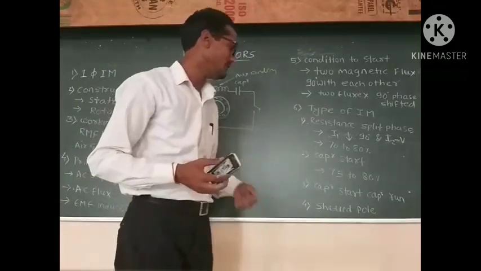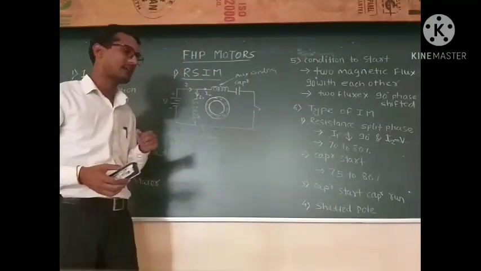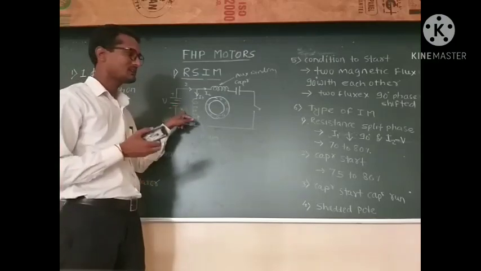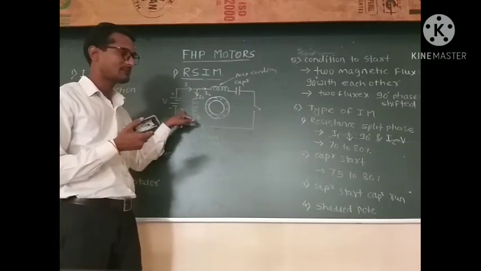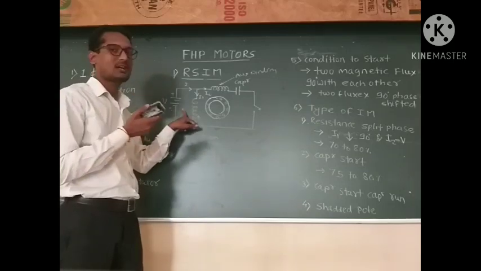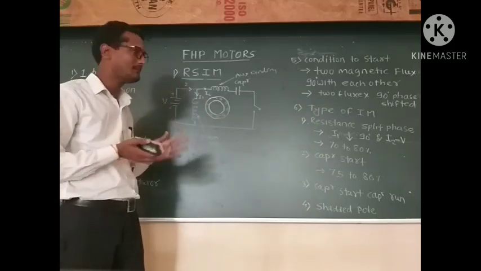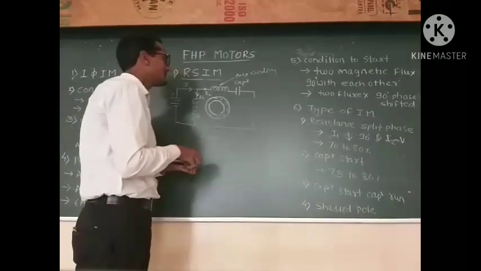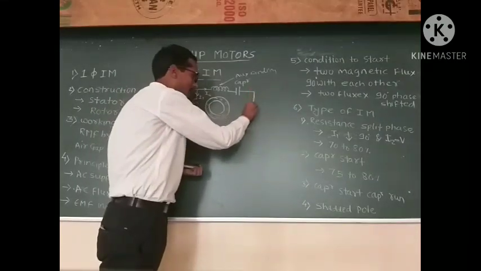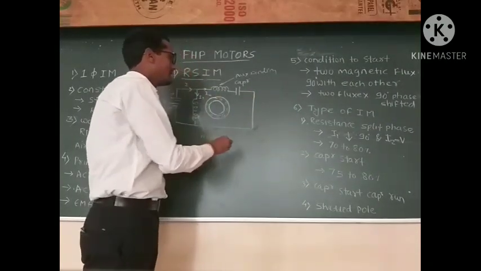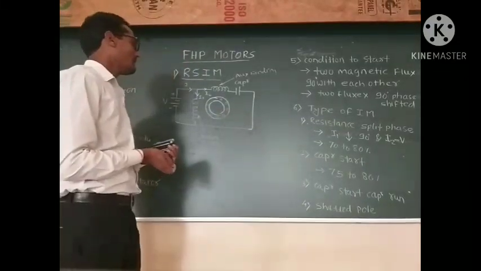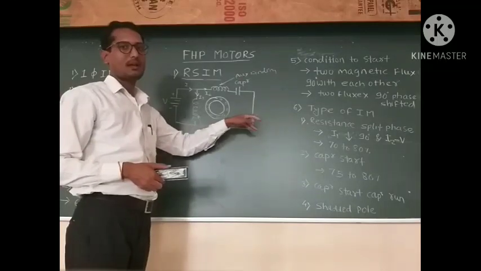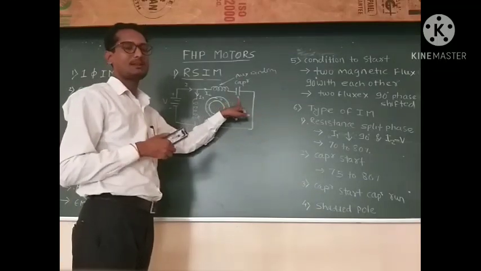After that, the third one is the capacitor start capacitor run motor. The construction of the capacitor start capacitor run motor and the capacitor start induction motor is about the same. Here only one modification is done. Instead of this centrifugal switch, we keep the capacitor permanently in the circuit. Okay, what we did here is remove the centrifugal switch and keep the capacitor in the circuit.